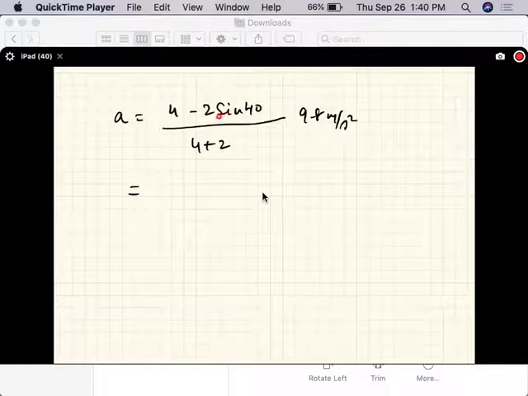And from this you can see that a will be positive in this case no matter what the angle of the incline is. Even for 90 degrees, this would be 4 minus 2, which is 2. That's a positive number.